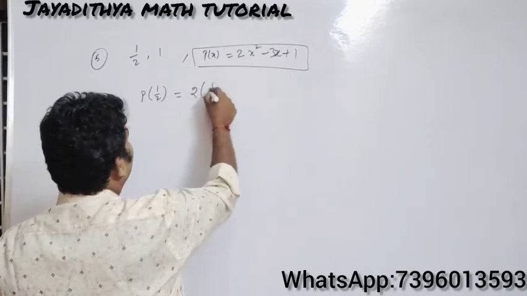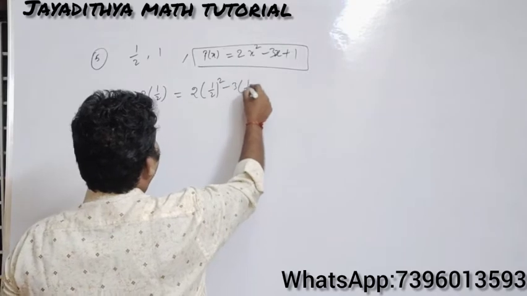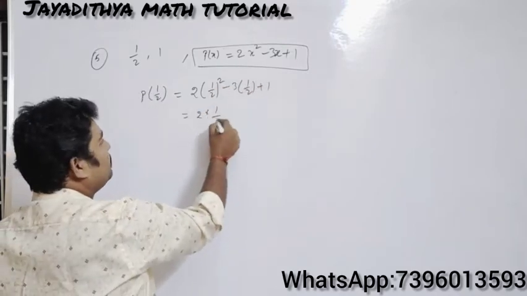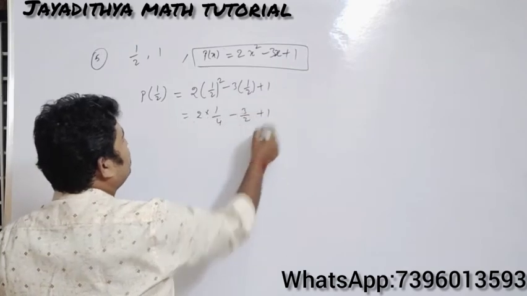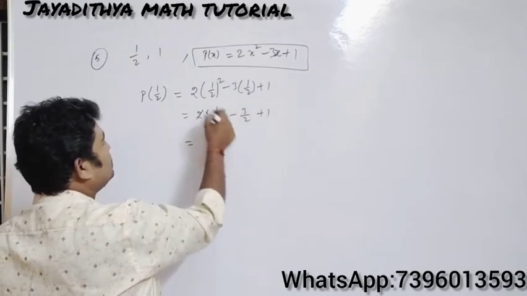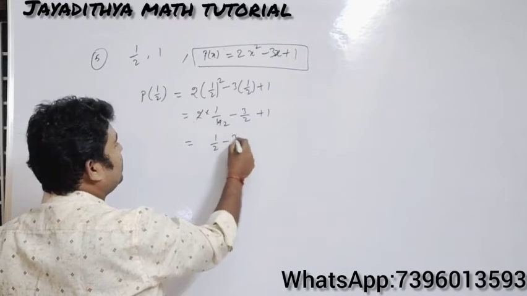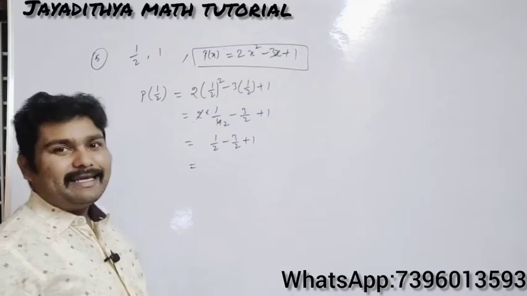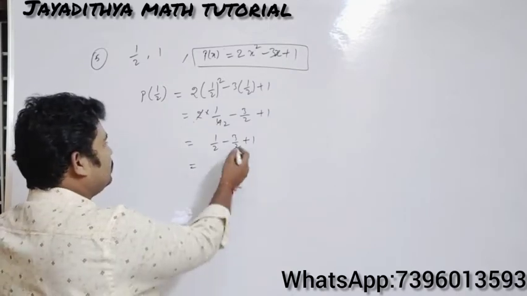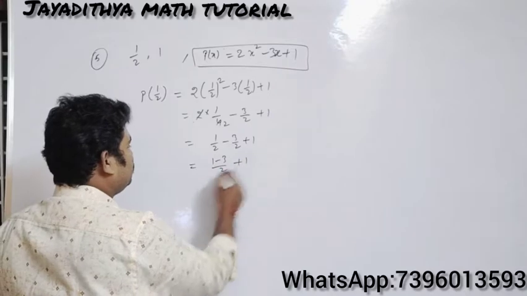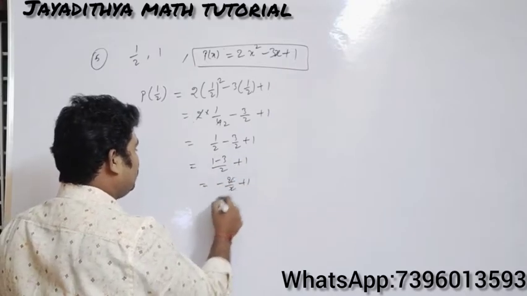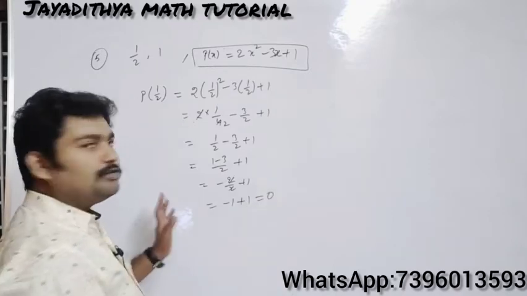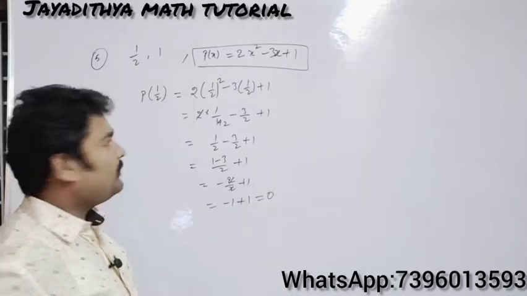So this is 2 into 1 by 2 whole square minus 3 into 1 by 2 plus 1, which is equal to 1 by 2 whole square is nothing but 1 by 4 now, minus 3 by 2 plus 1. So this is equal to how much? 2 ones are 2, twos get cancelled. That is 1 by 2 minus 3 by 2 plus 1, which is equal to 1 by 2 minus 3 by 2 is how much now? So this is minus 2 by 2 plus 1. So 2 and 2 get cancelled. That is minus 1 plus 1, which is equal to 0. So you can say that 1 by 2 is the 0 of the given polynomial.